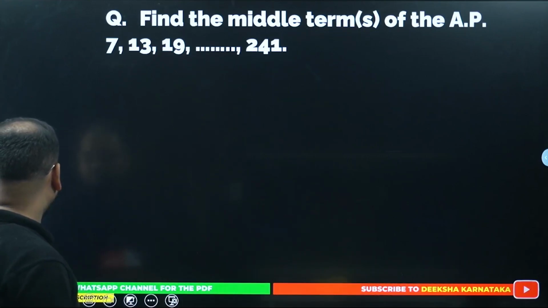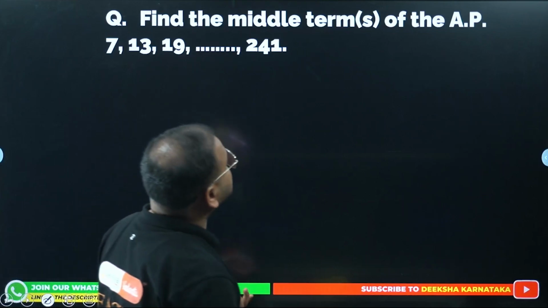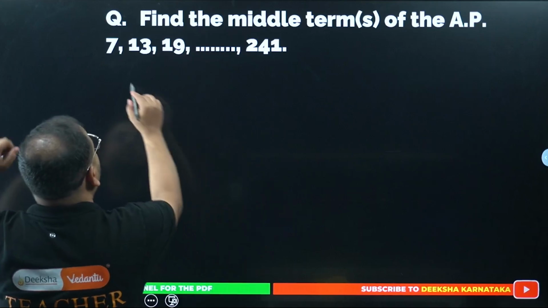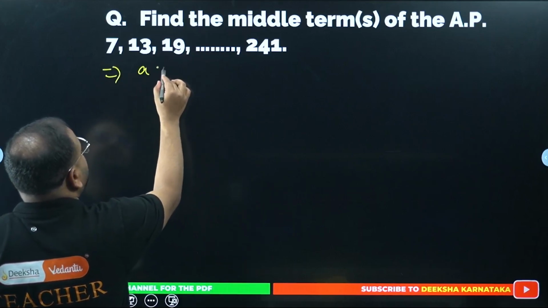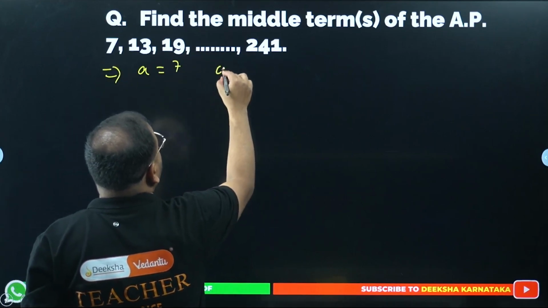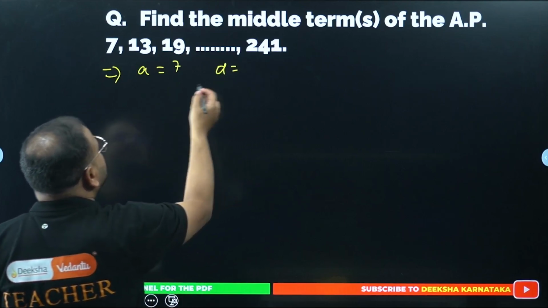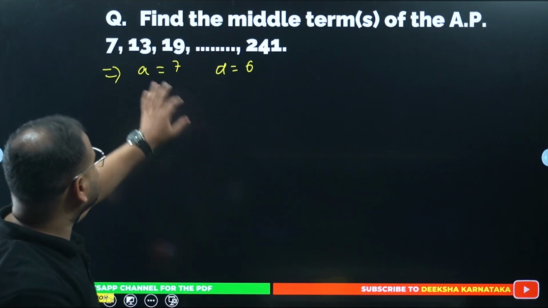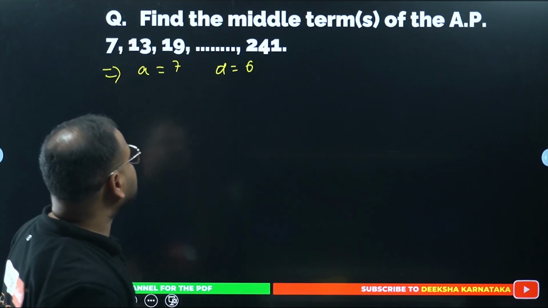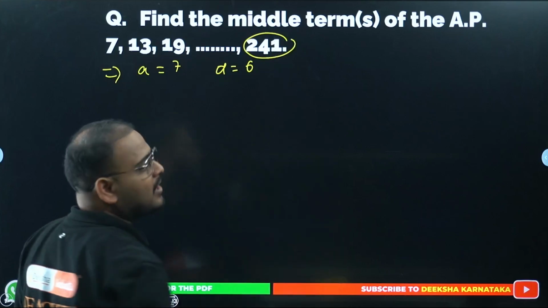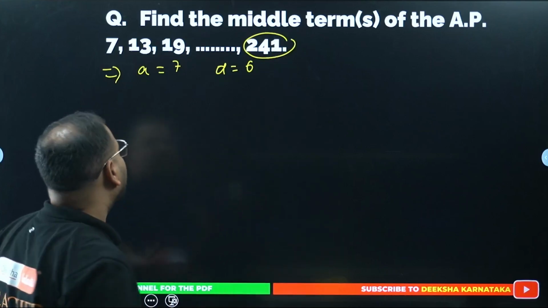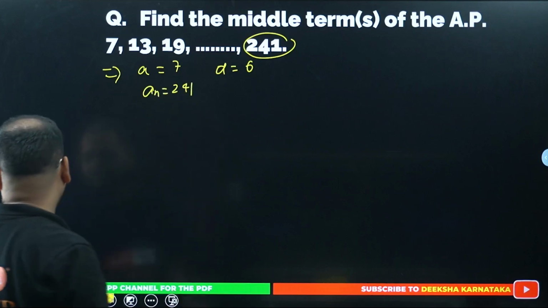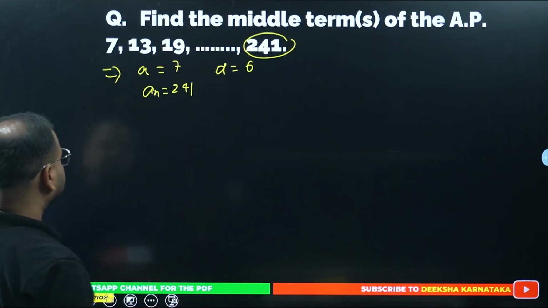Let's solve. So, middle terms of an AP. AP is given, so we will identify the known values. What is the known value? Sir, first is A equals 7. What is D equals to, sir? Take the consecutive difference of terms. 13 minus 7 is 6. 19 minus 13 is also 6. So D equals 6. What is this, 241? By now you should know what is 241. It is the nth term. So AN is given as 241.